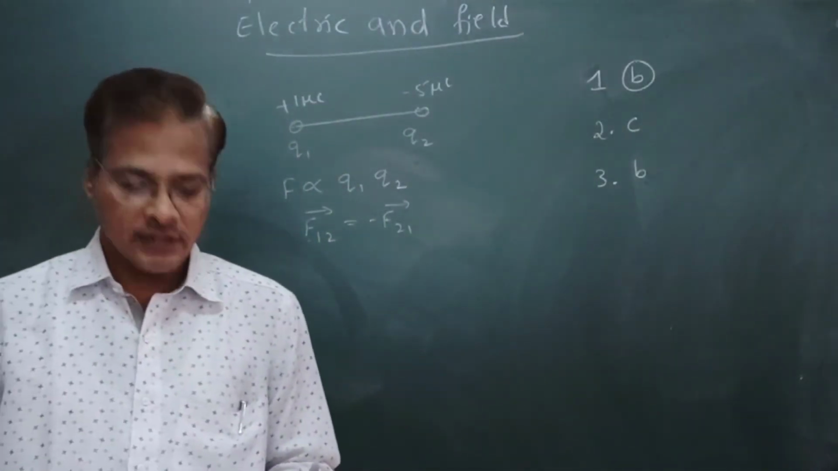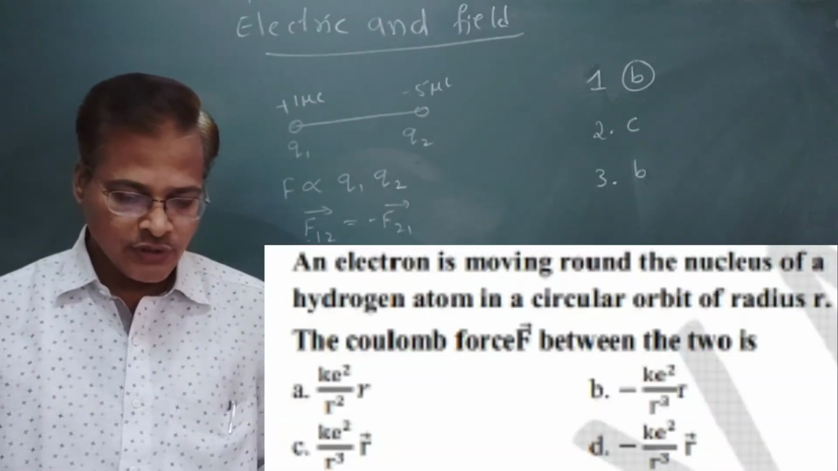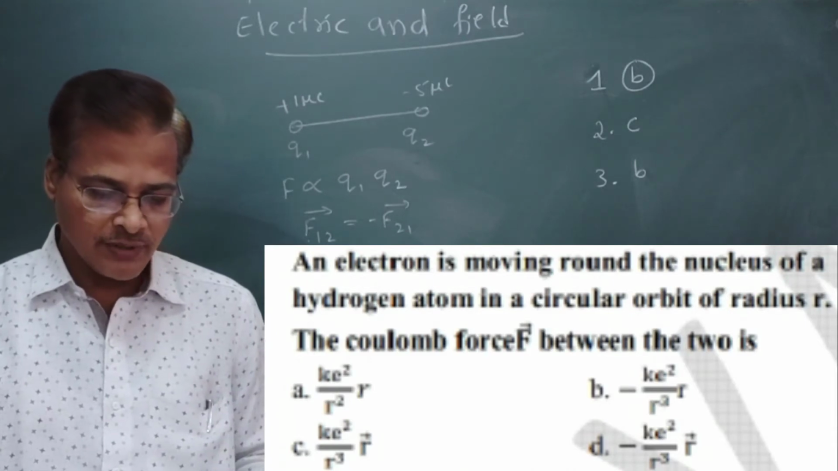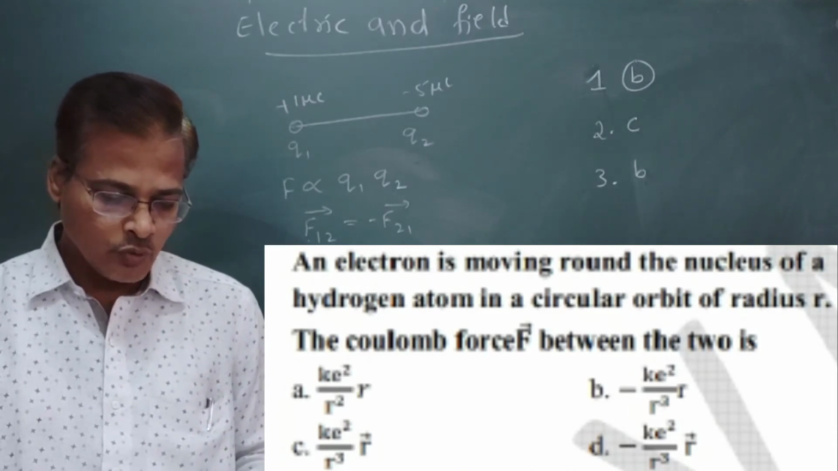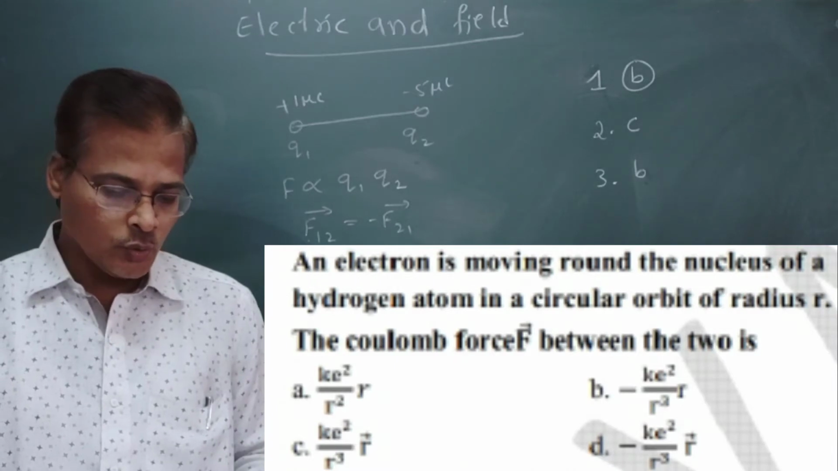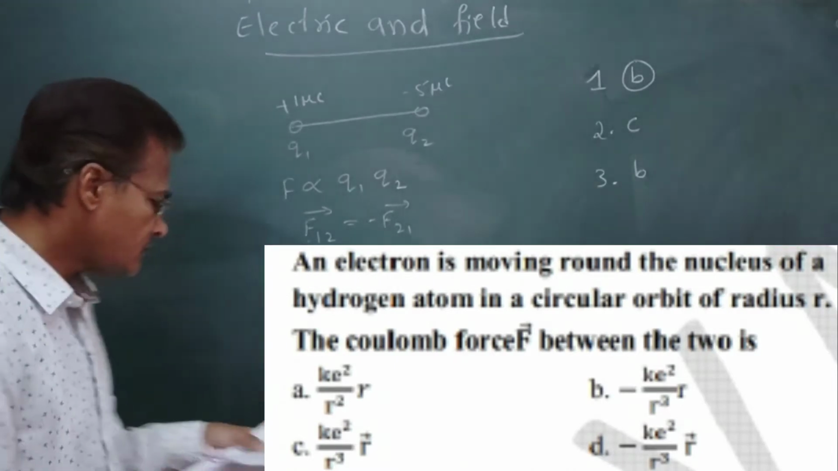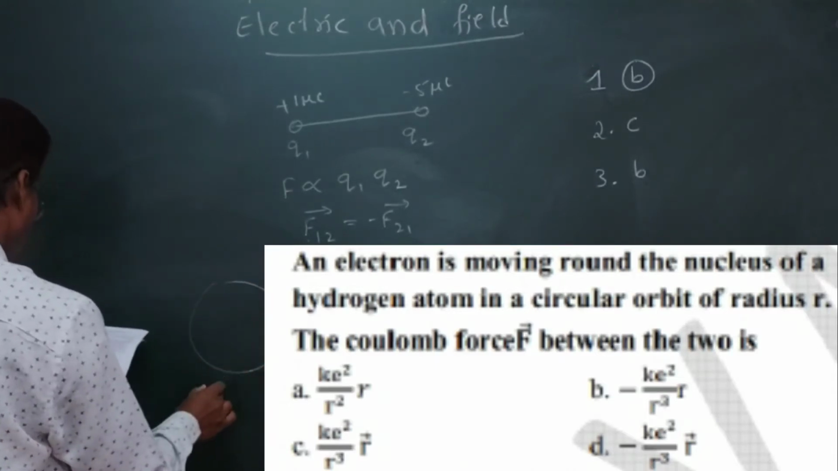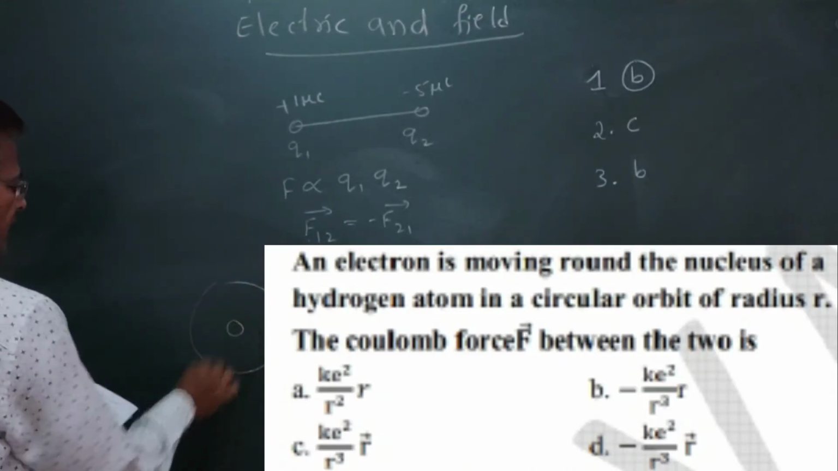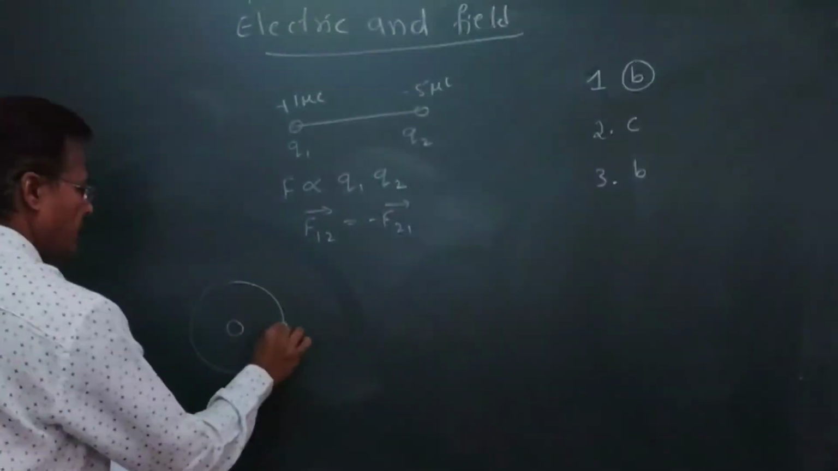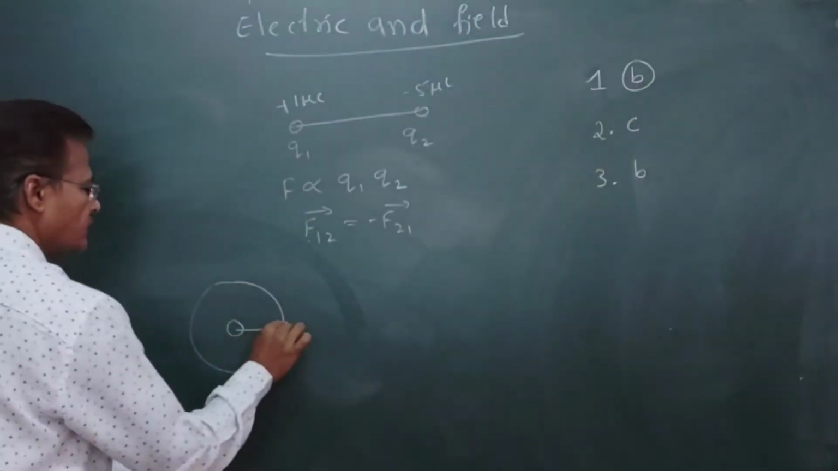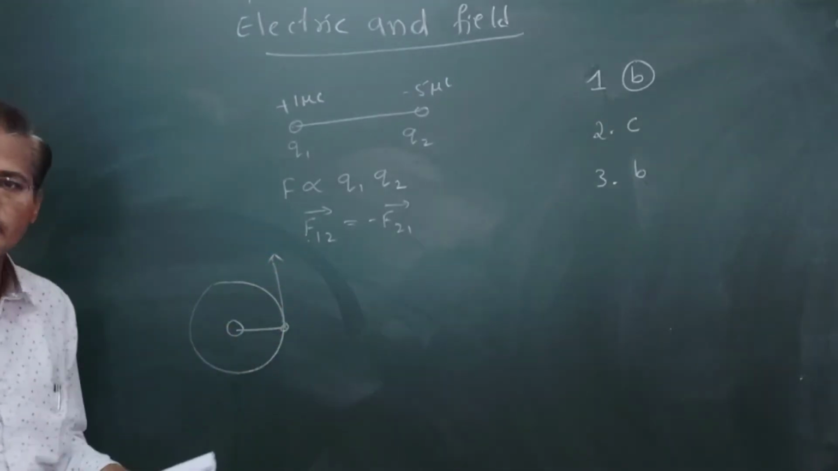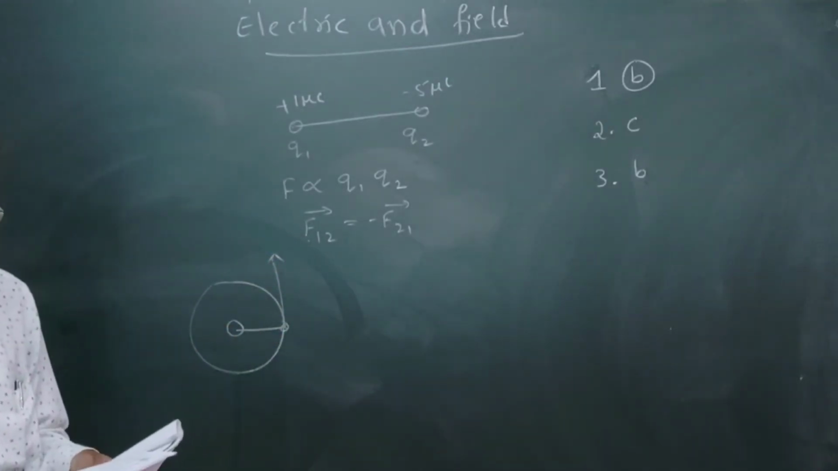Next, the fourth one: an electron is moving around the nucleus of a hydrogen atom in a circular orbit of radius r. The Coulomb force between the two is? See, this is the one electron, revolving around the nucleus of the hydrogen atom. So there is a centripetal force and the Coulomb force, which act as the same one.